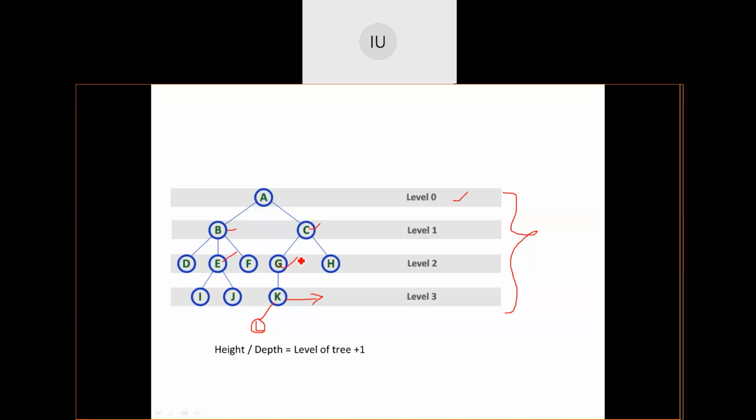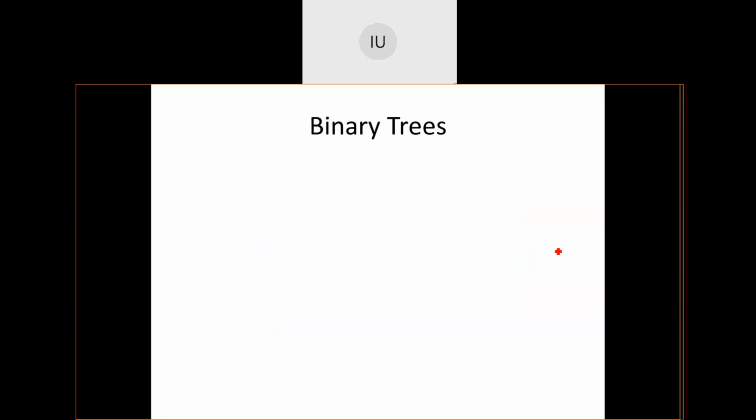Okay. So can I proceed ahead? I'll take up now the important part that is called binary trees. What are binary trees, before we proceed ahead? A binary tree is a tree where every node has at most 2 children. At most, it means every node may have 0, 1 or 2.